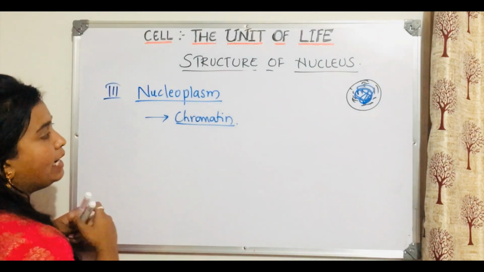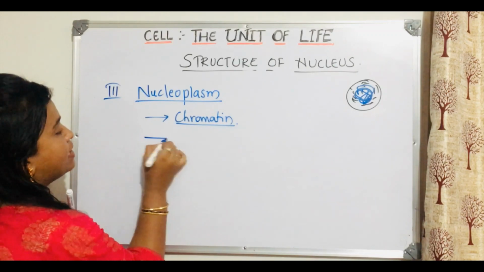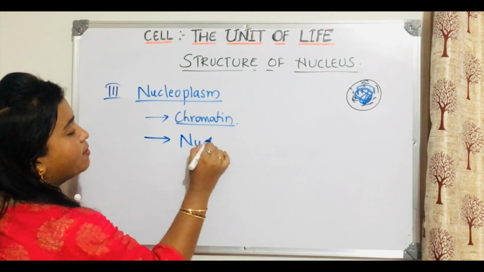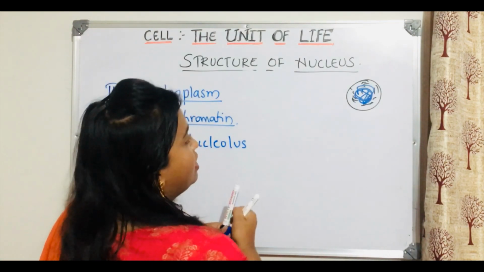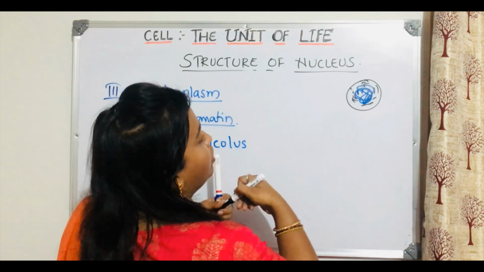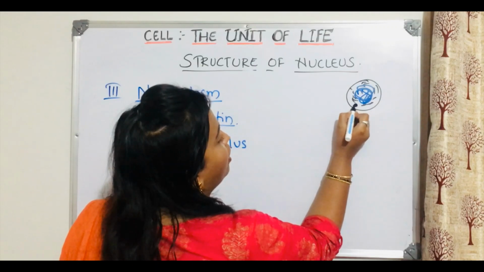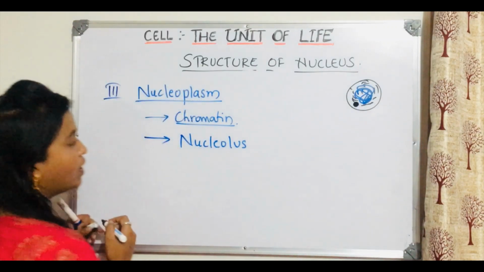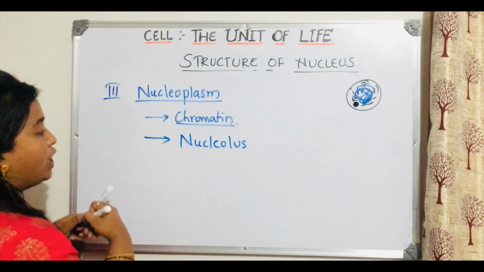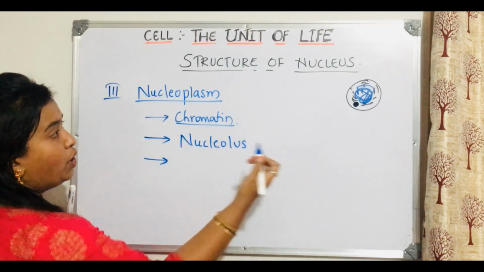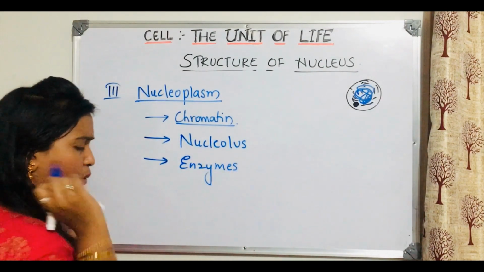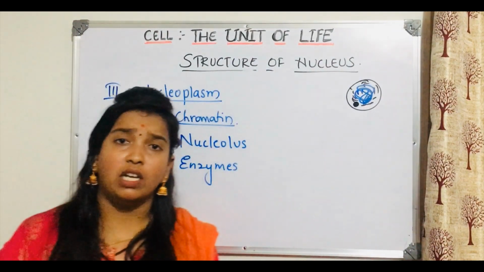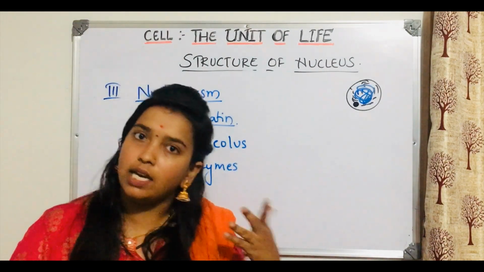It has chromatin here, and then what else does it have? It has a nucleolus. Somewhere in the nucleoplasm you have this nucleolus, a round structure. Then what else do you have? You have enzymes. The nucleoplasm will have enzymes. Why does it require enzymes? Are enzymes important? Yes, they are important.